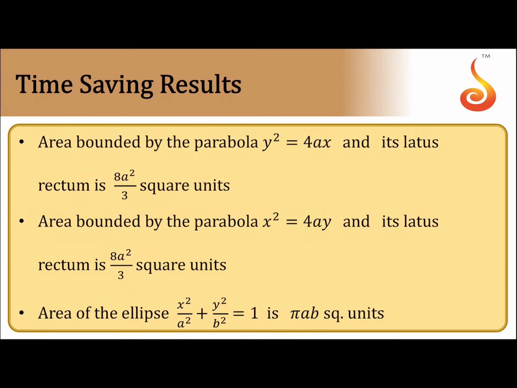Area bounded by parabola y square equal to 4ax and its latus rectum is 8a square by 3. If you remember results, it will save a lot of time. Area bounded by parabola x square equal to 4ay and its latus rectum is 8a square by 3. Area of the ellipse x square upon a square plus y square upon b square equal to 1 is pi ab.